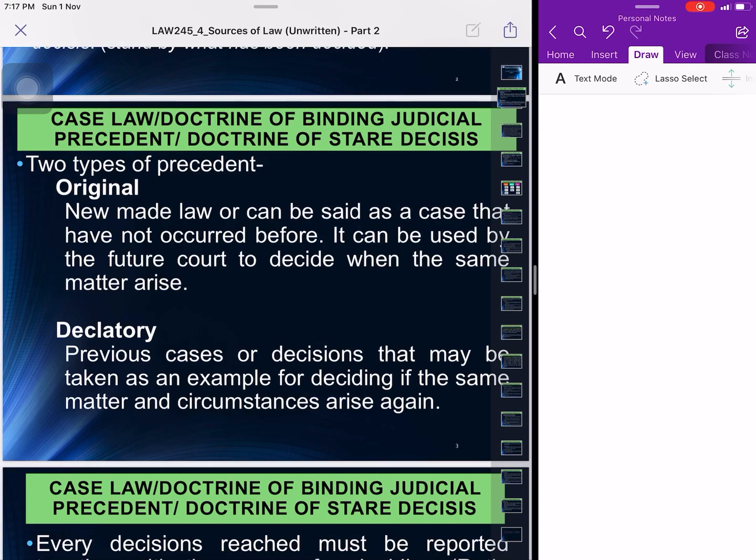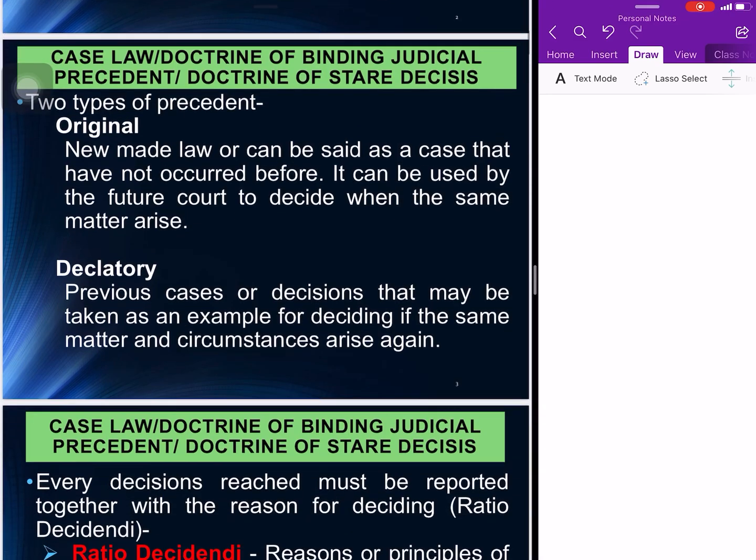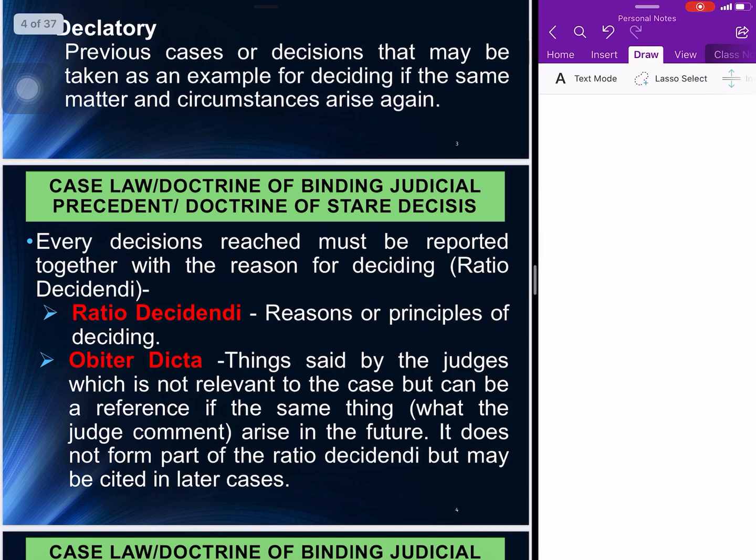Sorry for this. I think there are some slides shown on the right. So, original precedent is actually a newly made law, or a case that has not occurred before, and it can be used by a future court to decide when the same matter arises. Okay. Then declaratory is actually previous cases or decisions that may be taken as an example in deciding if the same matter or situation arises. And then every decision reached must be reported together with the reason for deciding, or what we call ratio decidendi.